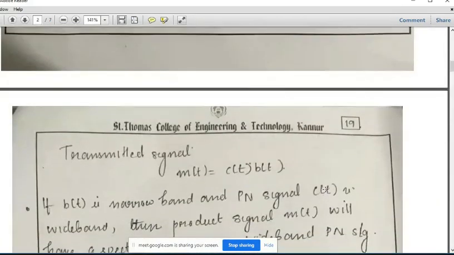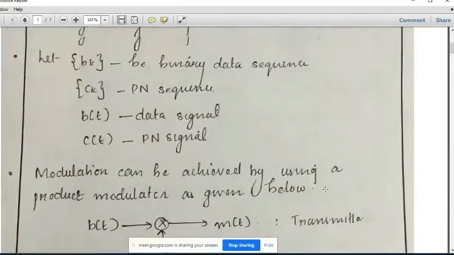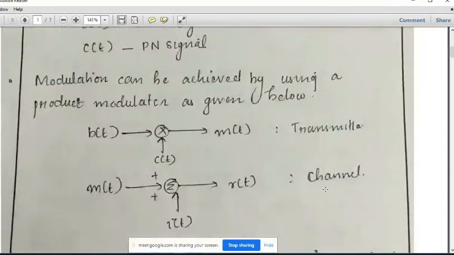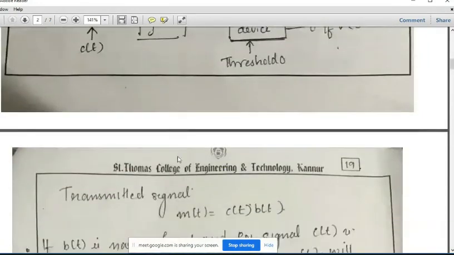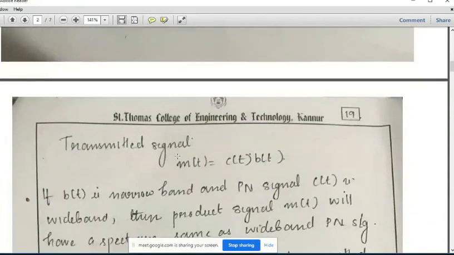Now our transmitted signal. Here we can see the transmitted signal m(t). This transmitted signal m(t) is nothing but b(t) into c(t). As it is given to a product modulator, multiplication with the PN signal happens. That is, m(t) is nothing but c(t), that is the PN signal, into b(t), that is our data signal. So the data signal gets multiplied with this PN signal.